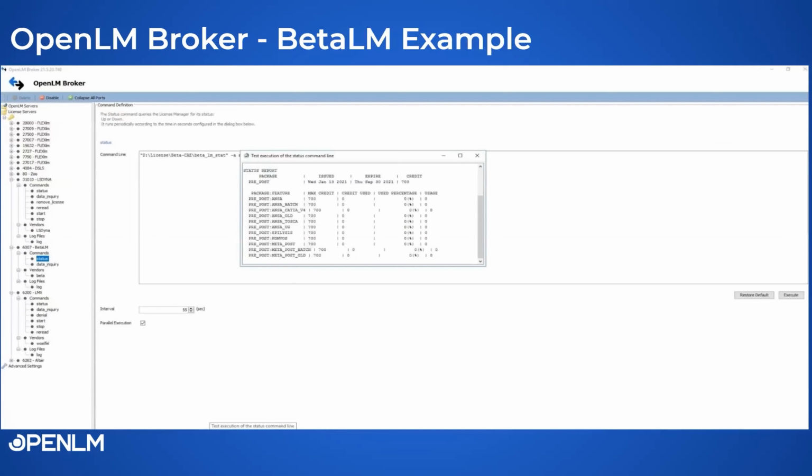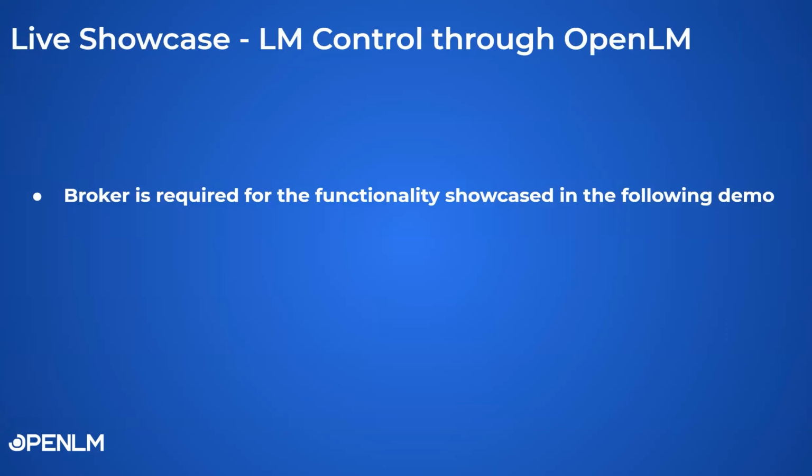And for beta LM, again, the beta LM stat command, the broker is just taking the command at least and gathering the utilization through that. Now, I am going to show you on a live system how the broker can actually control the license manager remotely. As we said at the beginning, the broker is not there to just gather utilization, but it also allows you to exercise a certain measure of control and management of the license manager remotely.